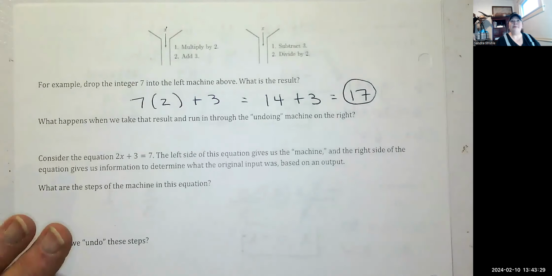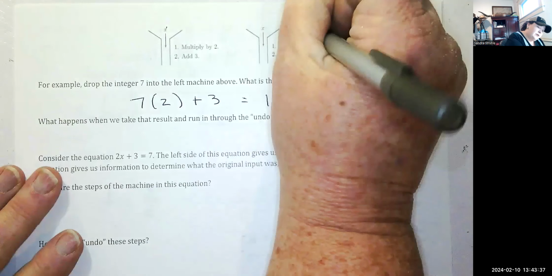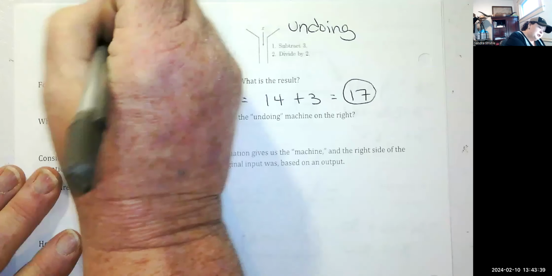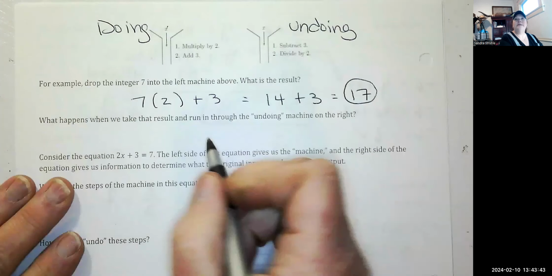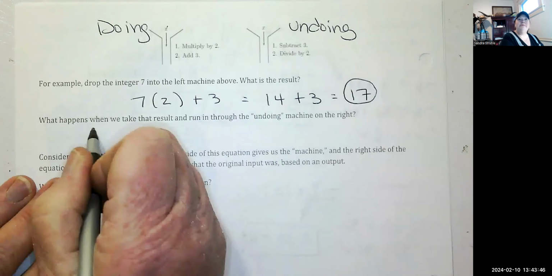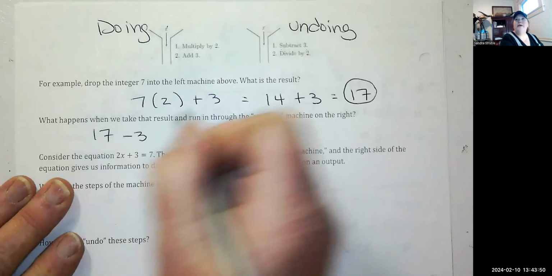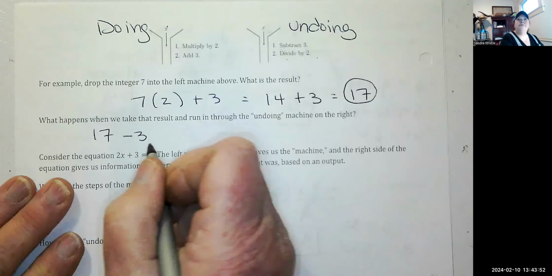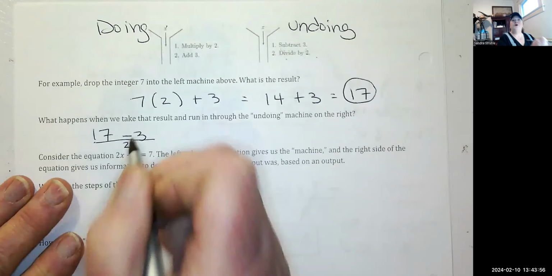Okay. What happens when we take the result and run it through the undoing machine on the right? So this is our undoing machine. This is our doing machine. I like that. That's fun. Doing and undoing. All right. So that means we would take our 17 and we would subtract 3 and divide by 2. So we would have to divide all of it by 2.